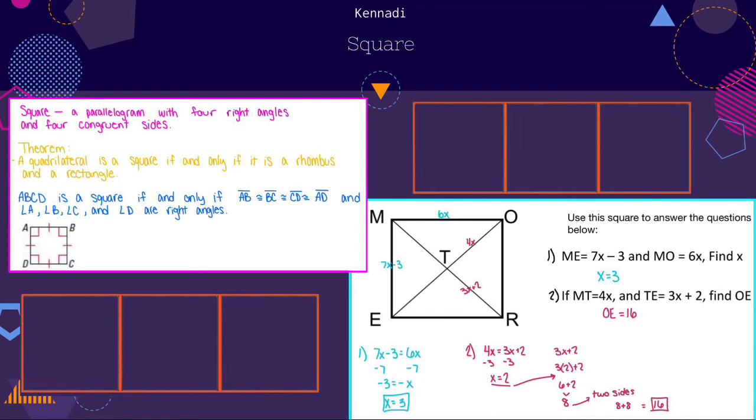For number 2, if MT equals 4x and TE equals 3x plus 2, find OE. So I did 4x equals 3x plus 2. I subtracted 3x on both sides, and that gives you x equals 2. But it's asking you to find OE, so it's not done yet. So I took 3x plus 2, and I plugged 2 in for the x, so it would be 3 times 2 plus 2, and that equals 6. So I did 6 plus 2, and that equals 8. And since there's 2 sides, you do 8 plus 8, and that equals 16. So OE equals 16.